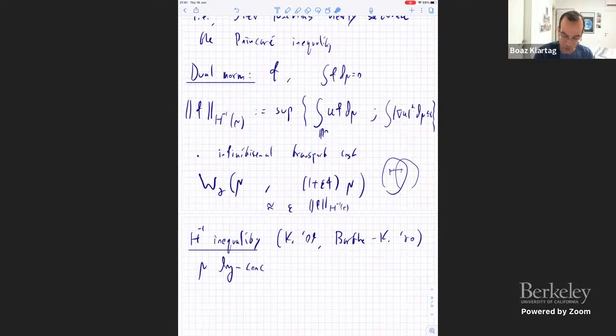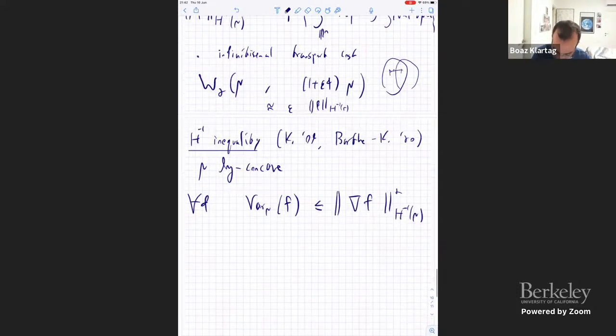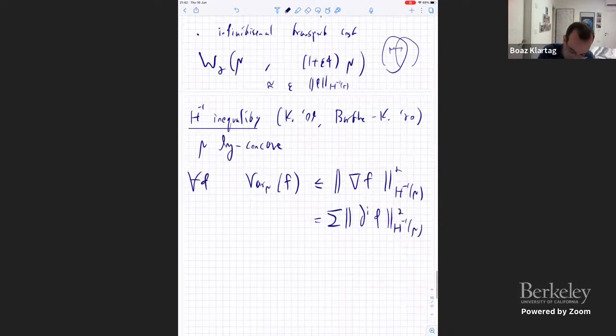Okay, and for log-concave measures, these norms behave nicely. There is a nice thing, which is that for any function f, its variance is at most the H minus 1 norm of the gradient of the function. And this means this is the sum over the coordinates of the H minus 1 norms of the gradients of the coordinates. And let's assume that the integral is 0, otherwise it's infinity.